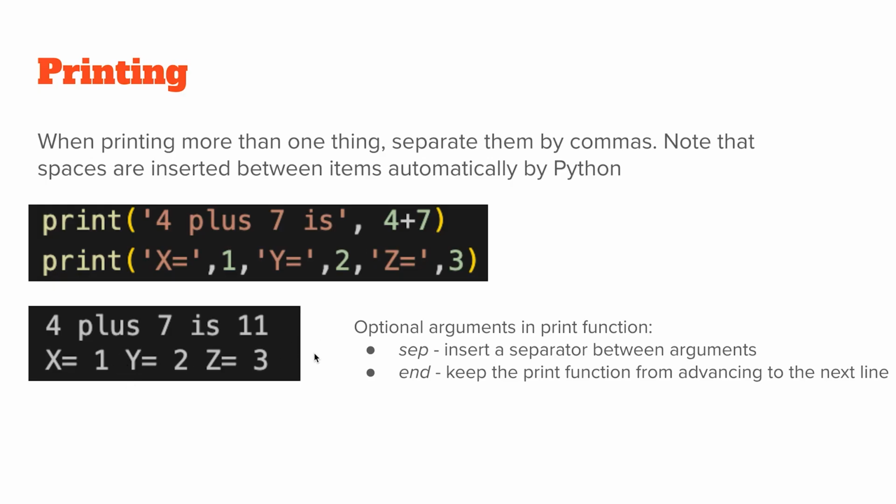If you want to separate the items by something else, then you can use the optional argument sep, S-E-P, or if you want to move to the next line, you can use the optional argument end. I'll show you in Visual Studio Code.